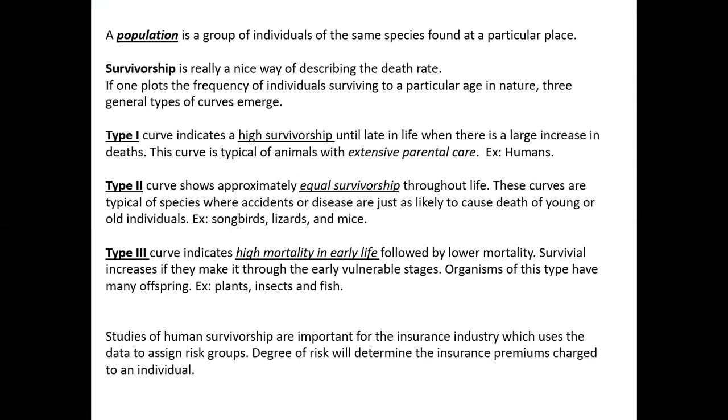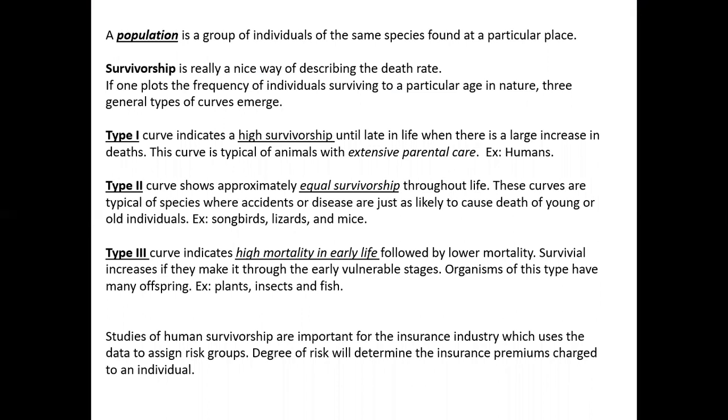Okay, so what is survivorship? Survivorship is basically a nice way of talking about death rate, talking about the number of individuals that survive in a population. If you plot the frequency that these individuals survive to a certain age, then you get three types of curves that emerge. I'll show you these in a second, but the first type is type 1, which has high survivorship early on until later in life when there's a big increase in deaths.